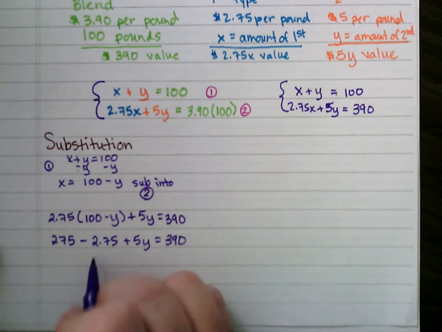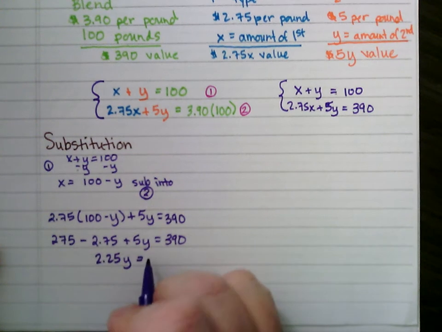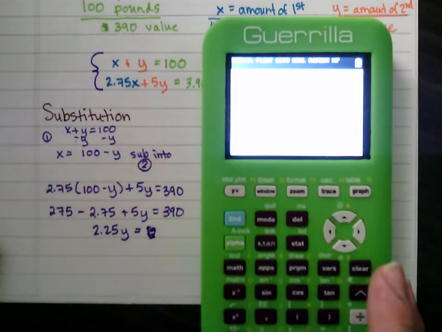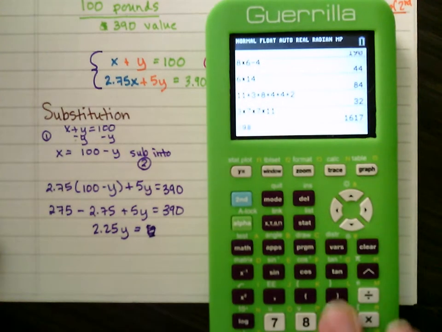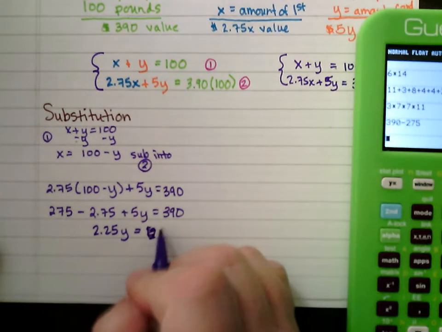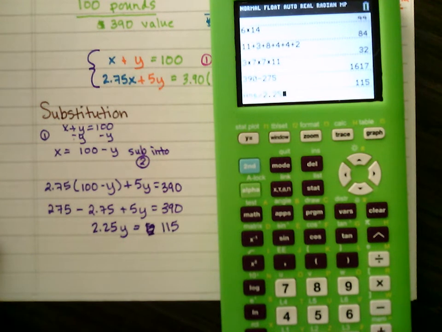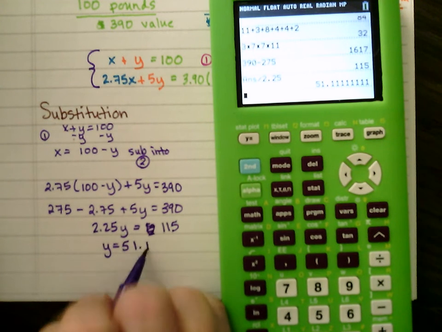Combine like terms here, that gives me 2.25y. Subtract the 275 over, that gives me 115, I want to say. I better get a calculator. I don't want to have a mistake. Okay. 390 minus 275, 115, yeah. And then divide both sides by 2.25. So 51.1 repeating. So y equals 51.1 repeating.